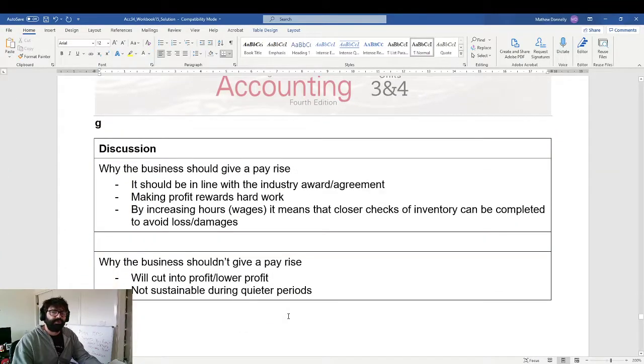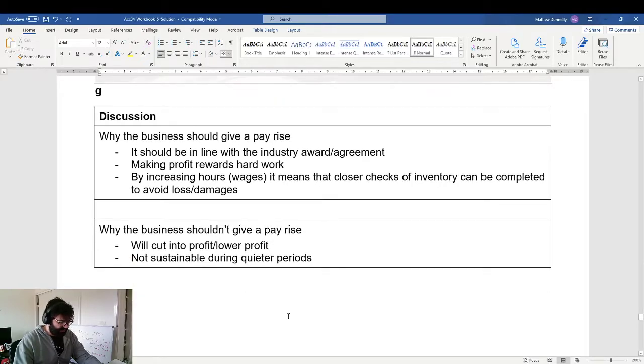All right, we move on to G, referring to the ethical financial considerations. Discuss whether the employees of Omnisports should be given a pay rise in November 2025. So when you discuss an account, you've got to say why this should happen, why this shouldn't happen. Very similar to your business management and your legal studies. But we're going to talk about why the business should give a pay rise. And we've got some business management answers here.